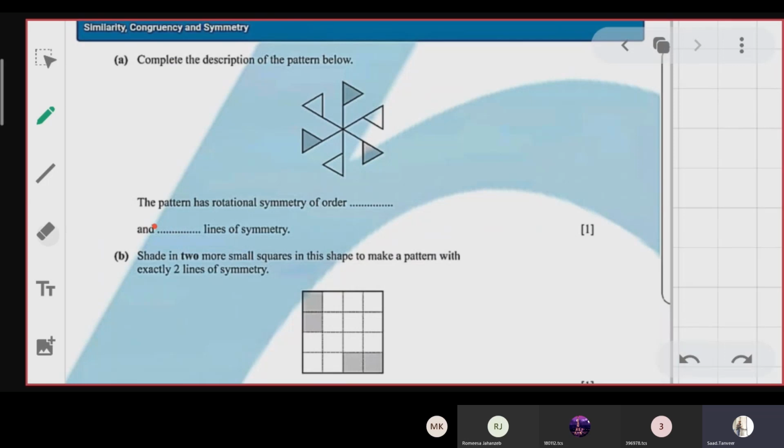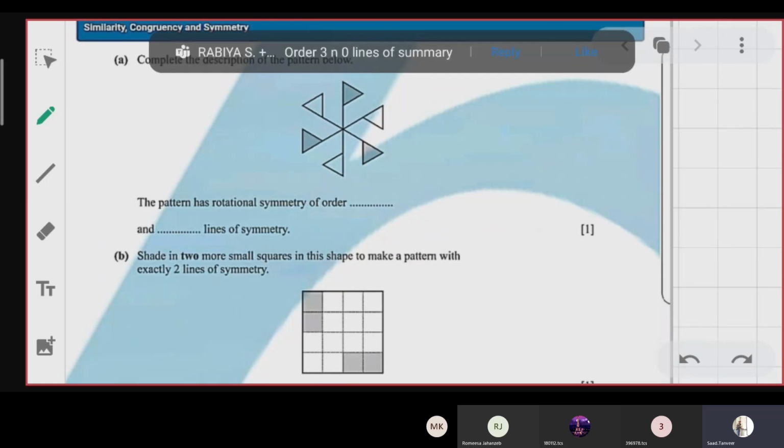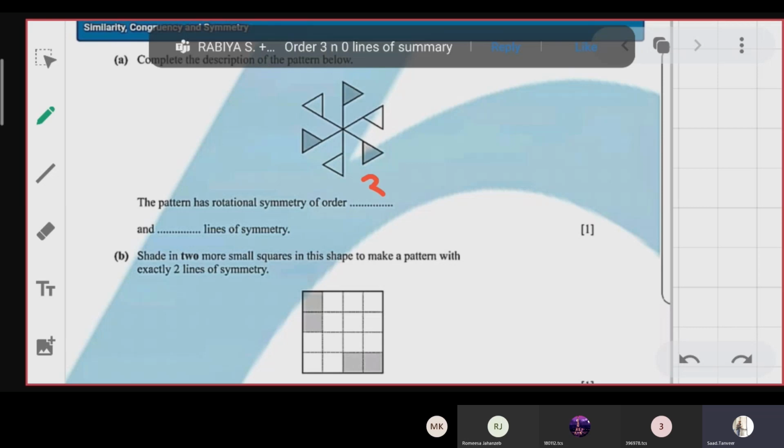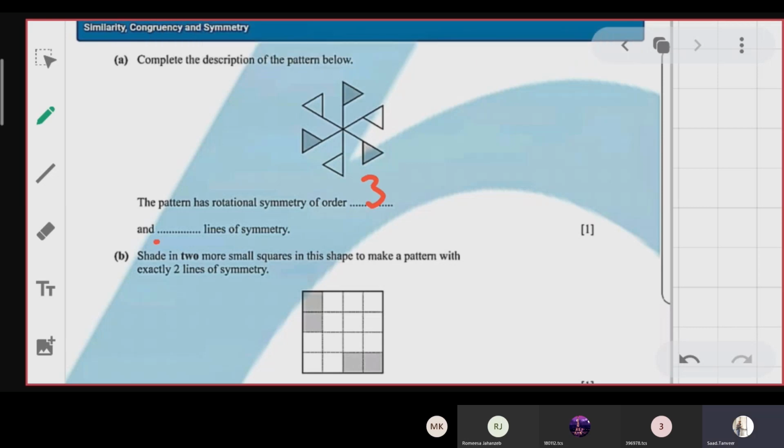अब देखें, if we talk about the following shapes, if you rotate the following shapes, so this empty triangle, we are having the same empty one. तीन आपके पास empty triangle है and there are three shaded triangles. So if you rotate the following shape, it repeats its original shape in a 360 rotation about 3 times. So you can simply say the pattern has rotational symmetry of order 3. Whereas if we talk about the number of lines of symmetry, so एक बात आप clearly समझिएगा.